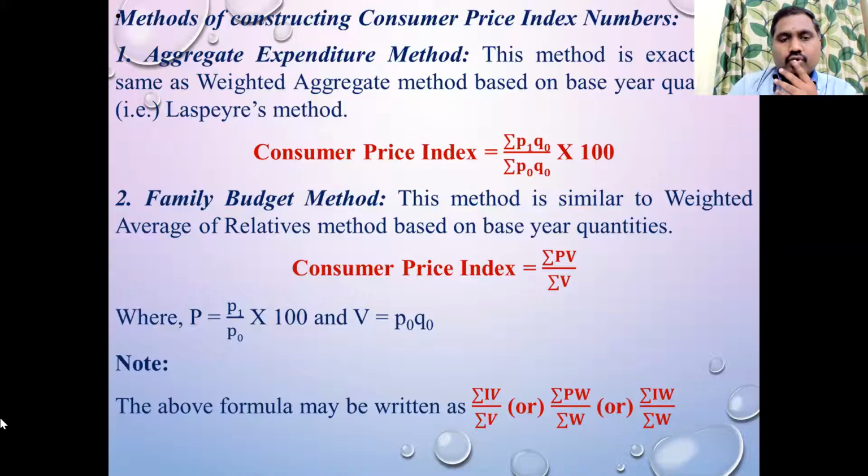Please note down the note also. This formula, consumer price index, summation PV by summation V, can also be written as summation IV by summation V, or summation PW by summation W, or summation IW by summation W. Once you copy this formula, tell me. I'll move on to the problem and we'll work out the problem.